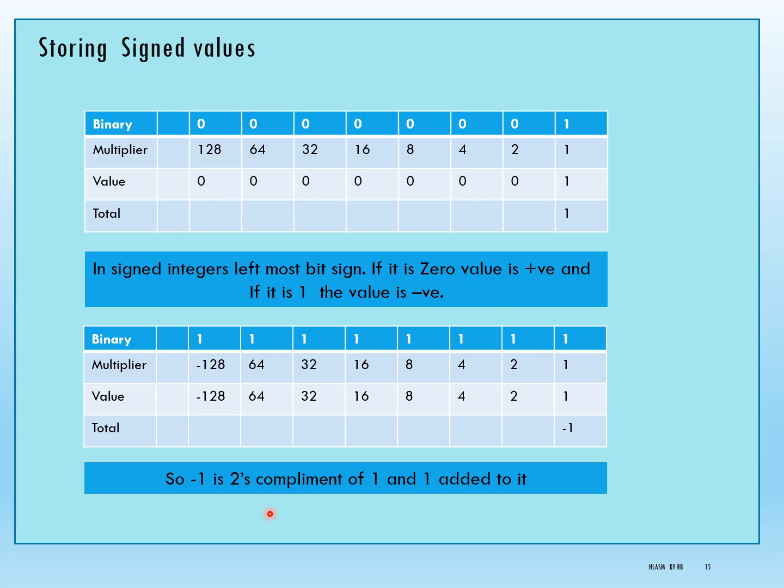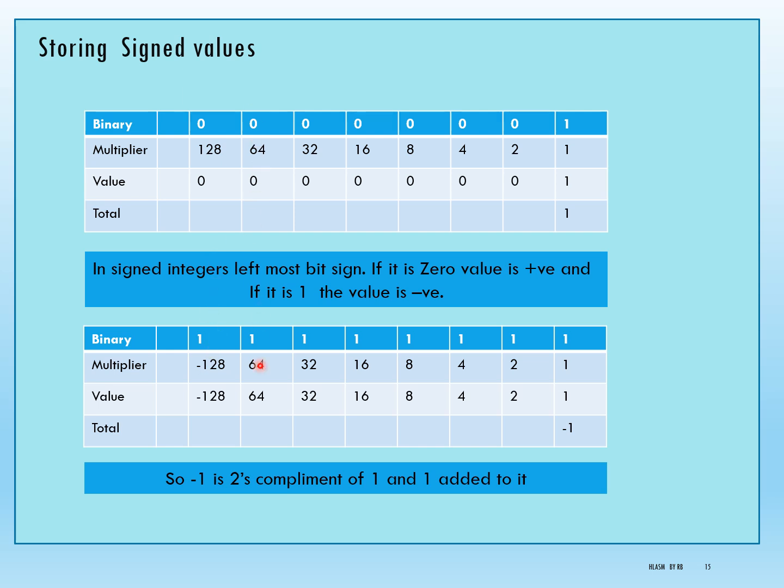So minus 1 is the 2's complement of 1, and 1 added to it. How that happens, I will explain in a minute. But when you say 2's complement, what it means is that wherever it is 0, you make it 1, and wherever it is 1, you make it 0. For example, here is the bit, here is 0, we made it 1.